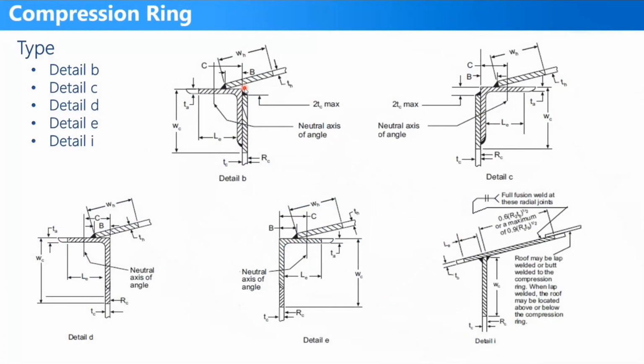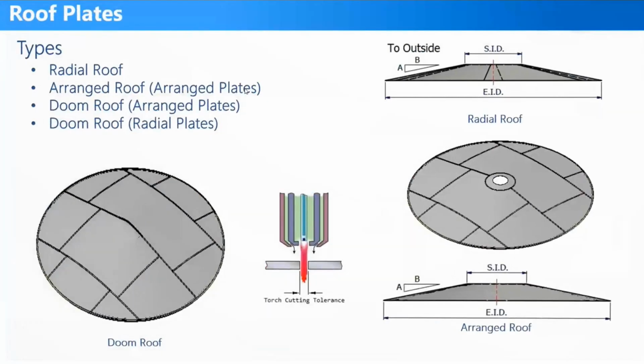A compression ring: in SEG you can select the suitable compression ring for your case based on the API. And for the roof, you can make a radial roof with radial blades as slices. You can make it as a ranged roof plate like that shape. You can arrange the blades. You can make it a dome roof as arranged blades. The same option for the dome roof: you can make blades like that, or you can make the dome roof as a radial plate.